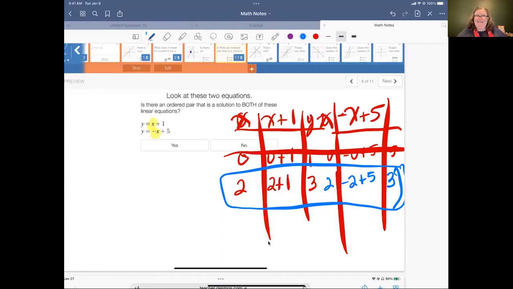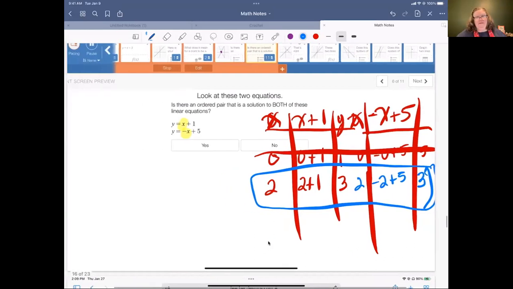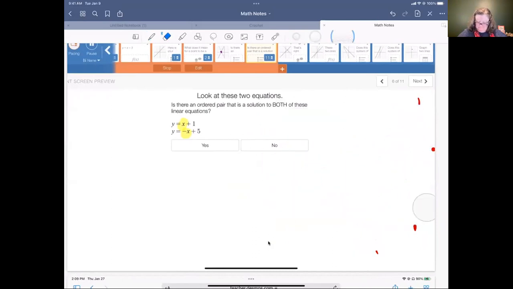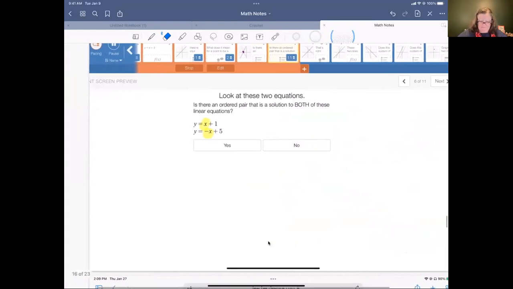And I've used tables to kind of guess and check. I'm throwing some numbers in there and seeing what works. But there's an even better way. It's called substitution. If we're saying here that y equals x plus 1, and y equals negative x plus 5, then I should be able to put what's in green and blue there opposite each other, and they should equal each other.